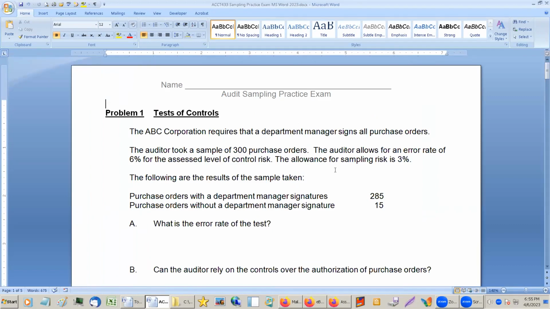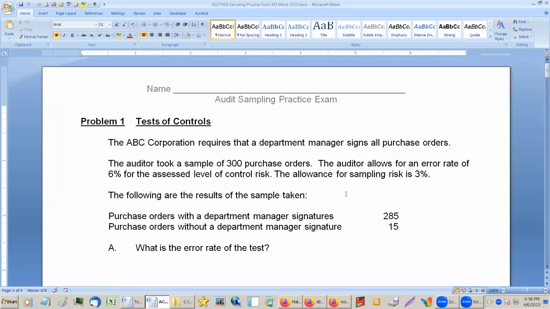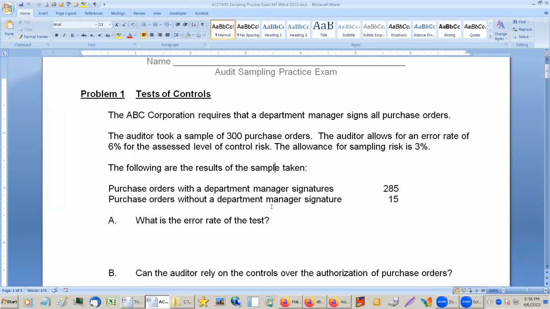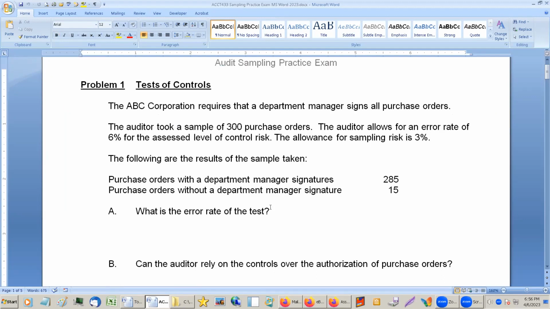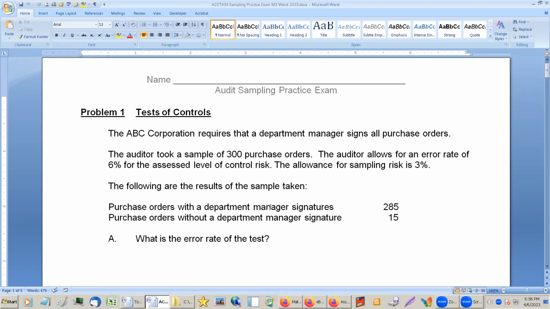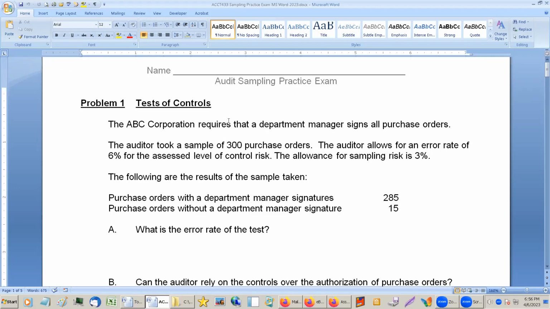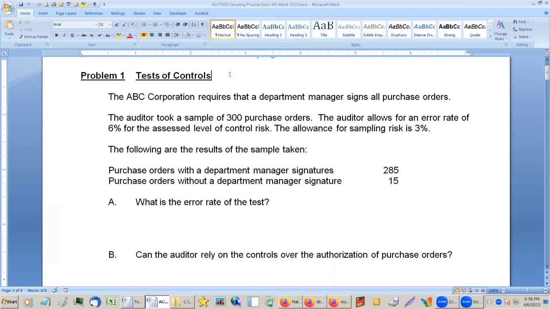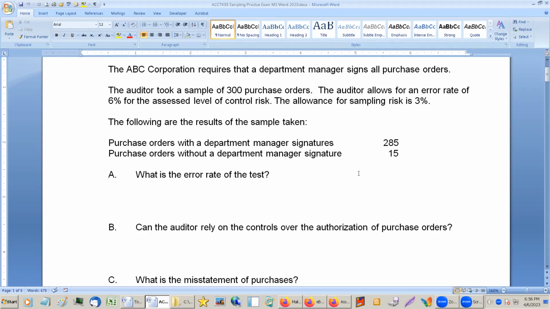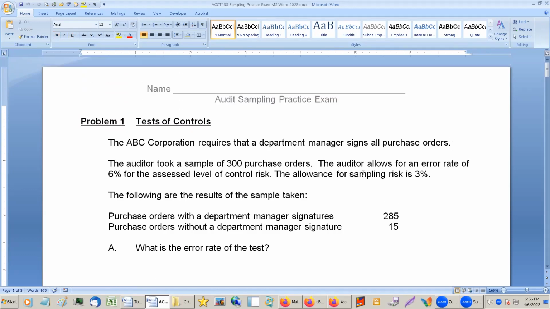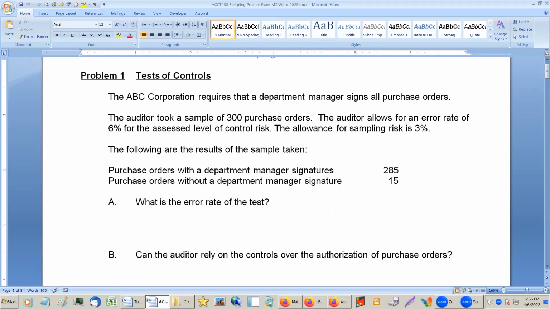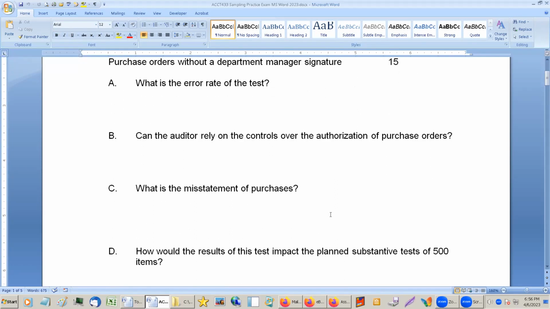My reason for doing this: I used to just give the exam, and quite honestly, a lot of times it became apparent that I was not as thorough as I thought I had been. So this audit sampling practice exam is kind of setting up for what you're going to get for the auditing exam, sampling exam, excuse me. These are all auditing exams here. Okay, so let's take a look at the first one. Test the controls.